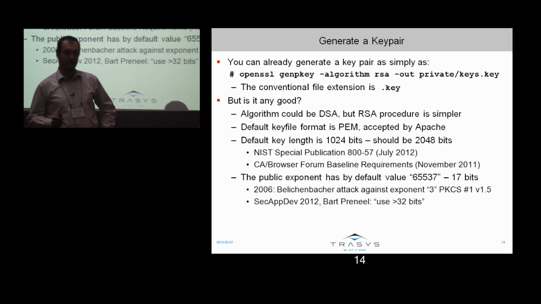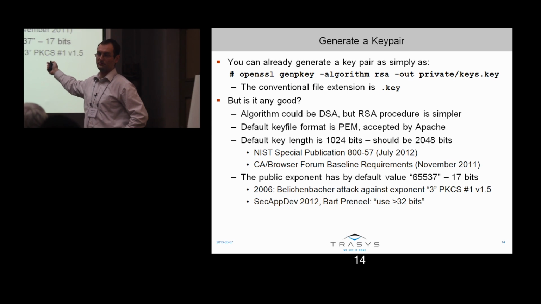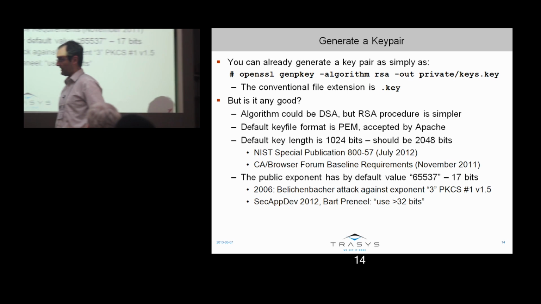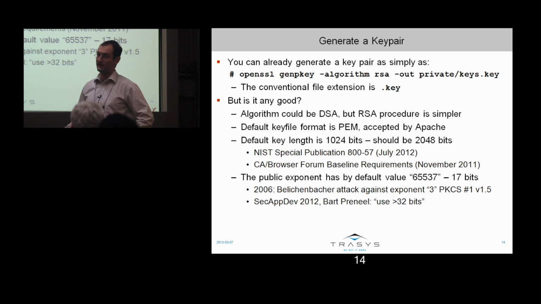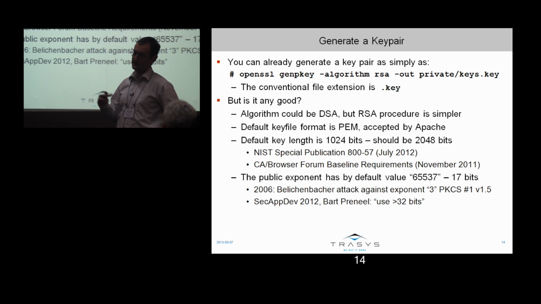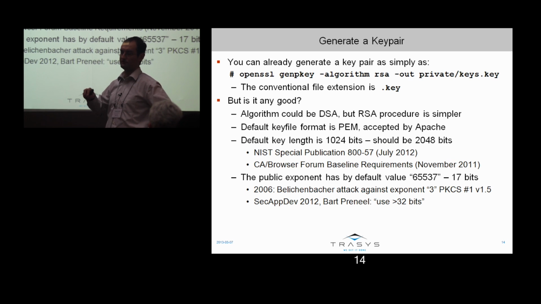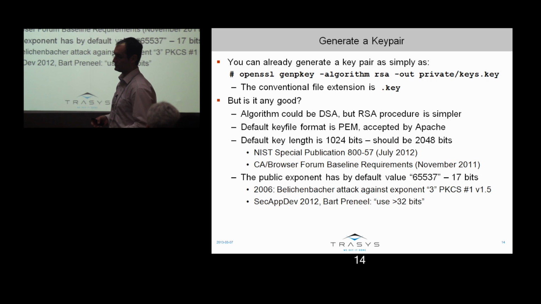Also, the public exponent that is taken by default when you run the command like above, without too many parameters, is 65,537. Now that's 17 bits, and in last year's secappdev, I remember Bart Preneel saying that we should just choose longer public exponents. It's very often used 3. Sorry, 3 is a value that's often used, but in some circumstances it's possible to try to take the cubic root of something, and that means you have reversed something that was encrypted with a public key. It shouldn't happen.